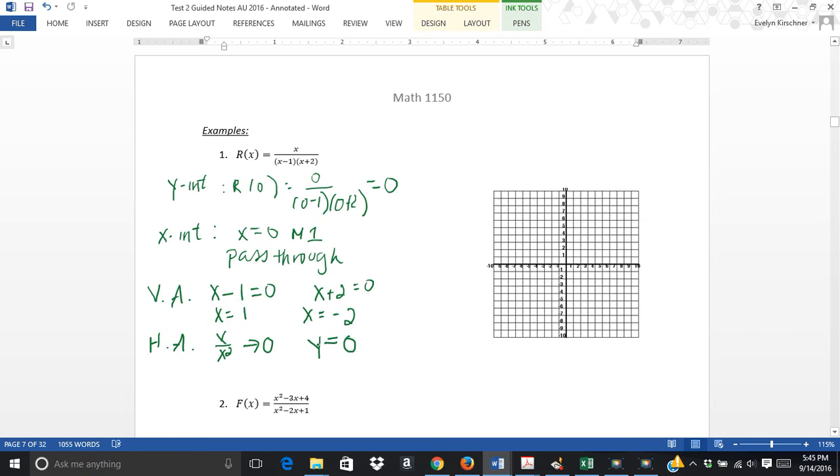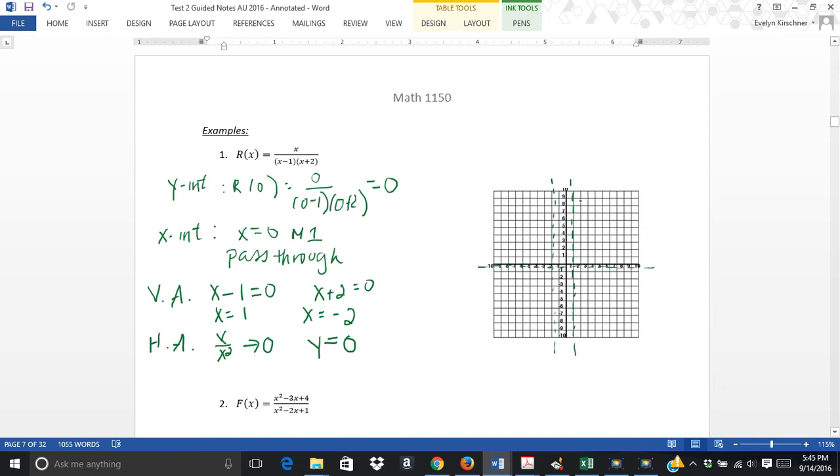Now I'm going to take all that and see if I can graph it. So what I want to do is graph my intercept at 0. Okay. I want to graph my vertical asymptotes at x equals 1, and x equals negative 2. My horizontal asymptote is at 0. I lost my little point there. Now I have to figure out what's happening.